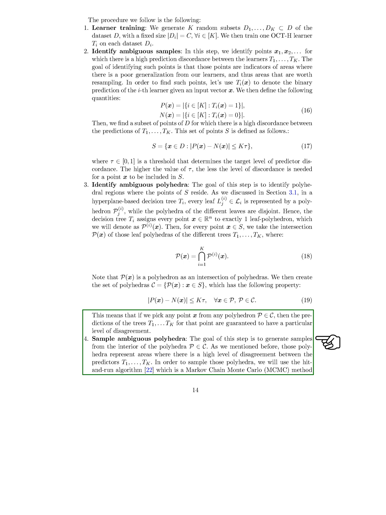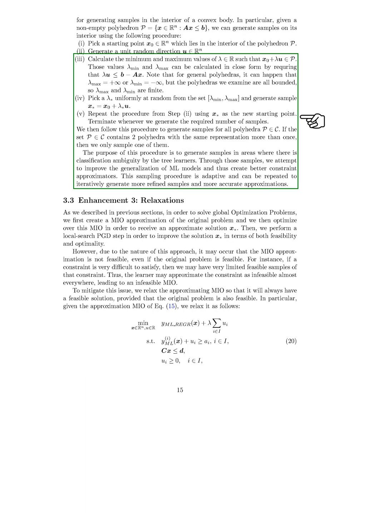The next step is to generate samples from the interior of these polyhedra, which represent areas where there's a high level of disagreement between the predictors. To do this, we use the hit-and-run algorithm, a Markov chain Monte Carlo method for generating samples within a convex body. This involves picking a starting point within the polyhedron, generating a random direction, calculating the minimum and maximum values for a certain parameter, and then picking a value for that parameter at random to generate a sample. We repeat this process until we have the required number of samples.